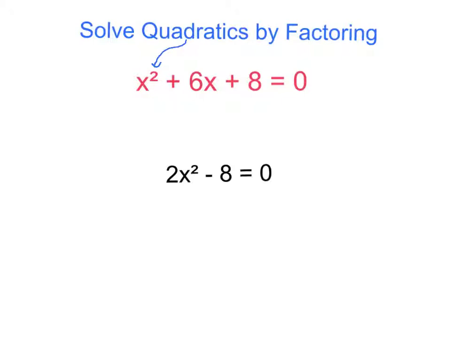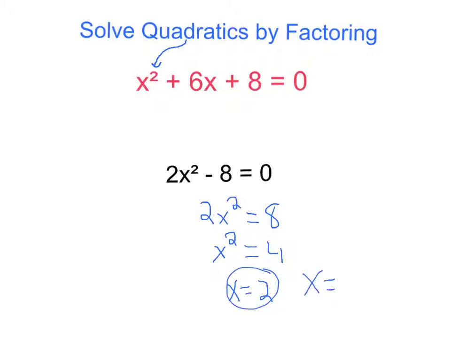If you look at the bottom problem, we already have been solving quadratics in this form. So let's just quick review. Here we would first add 8 to both sides, which would leave us with 2x squared equals 8. And then we would divide both sides by 2, which would leave us with x squared equals 4. And then we would square root both sides, which would leave us that x equals 2 and x equals negative 2.